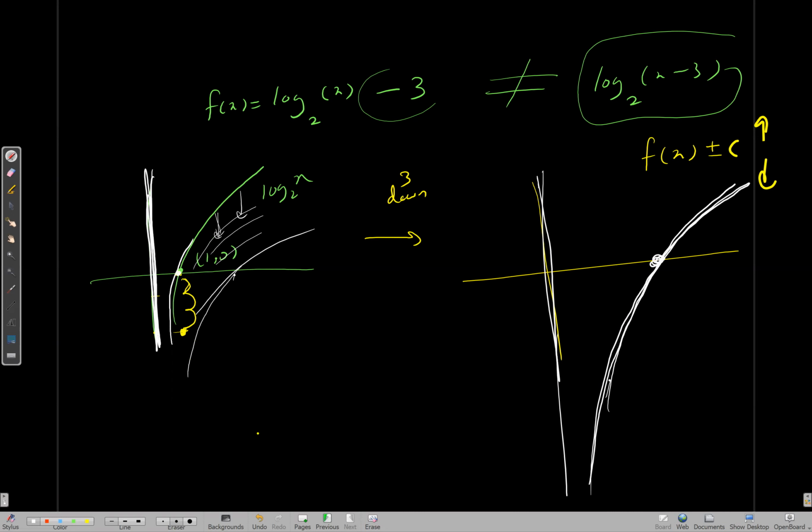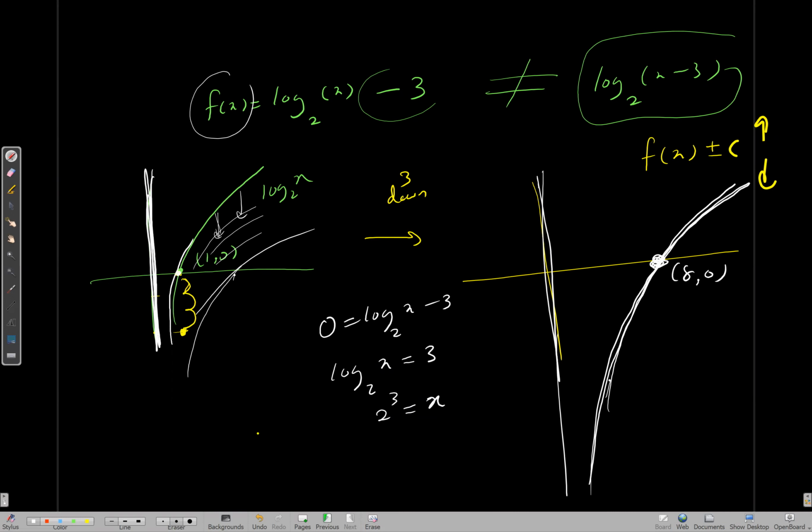So how do you find this point? In order to find that point, see, the y value is 0. So you have to put y equals 0 here, or the f of x value 0 here. So 0 equals log base 2 of x, minus 3. And then log base 2 of x equals 3. Now to find x, convert this into exponential. So 2 to the 3 equals x, which is 8. So this point is (8, 0).